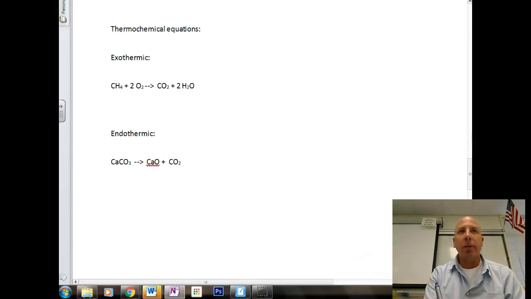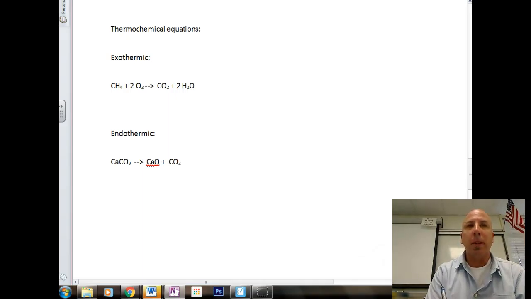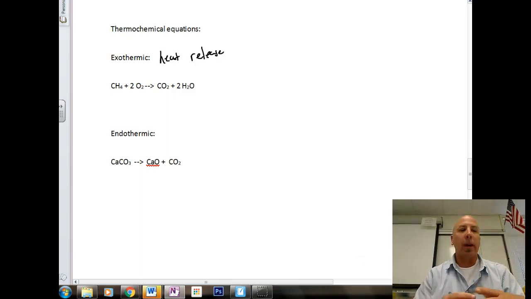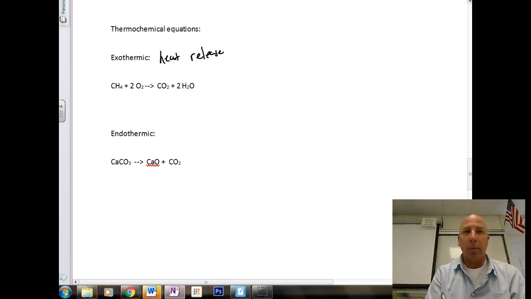Okay, the last thing we're going to talk about today is thermochemical equations. Now, thermo, again, we're talking about heat changes, chemical equations. So let's talk about the difference between an exothermic and an endothermic chemical equation. In this case, we're going to start off with an exothermic. Remember, an exothermic means heat is released. So the breaking of bonds and remaking of bonds are going to have a release of heat to the environment, or to the surroundings rather. And so we have here methane reacting with oxygen to form carbon dioxide and water, our typical combustion chemical reaction.